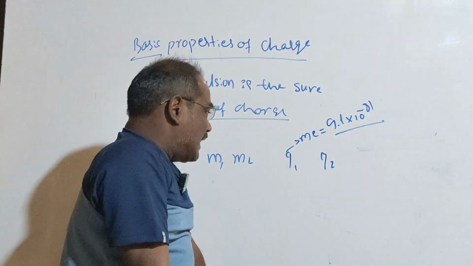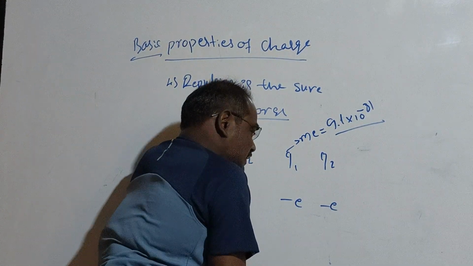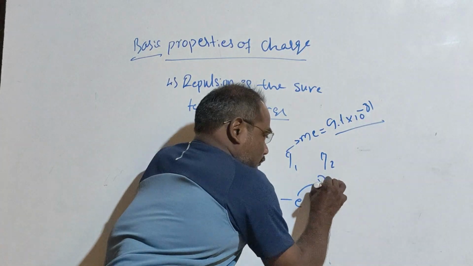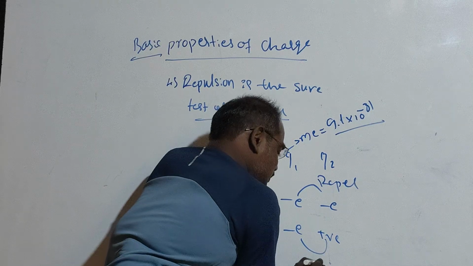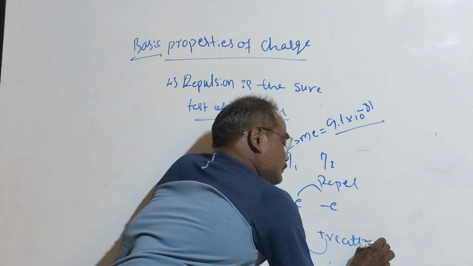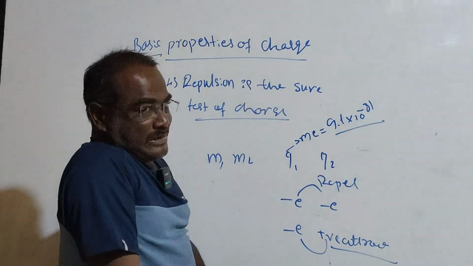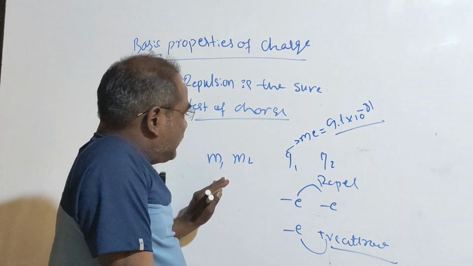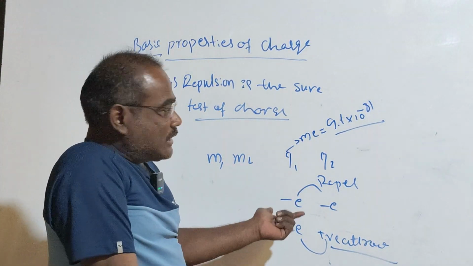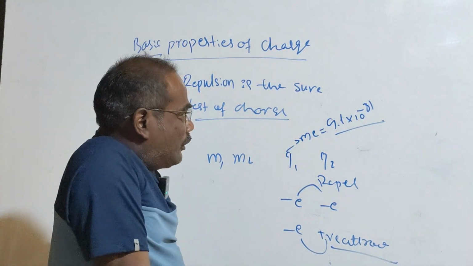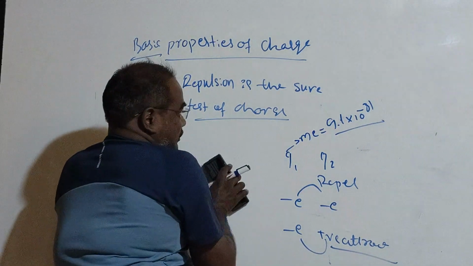Why do they repel each other? If the charge on both electrons is the same. Negative charges repel; negative charge and positive charge attract. So repulsion is the sure test of charge. We must say they must repel each other, because if we consider attraction, mass also attracts, and charge also attracts because charges have mass, that is 9.1 into 10 power minus 31 kg. So repulsion is the sure test.